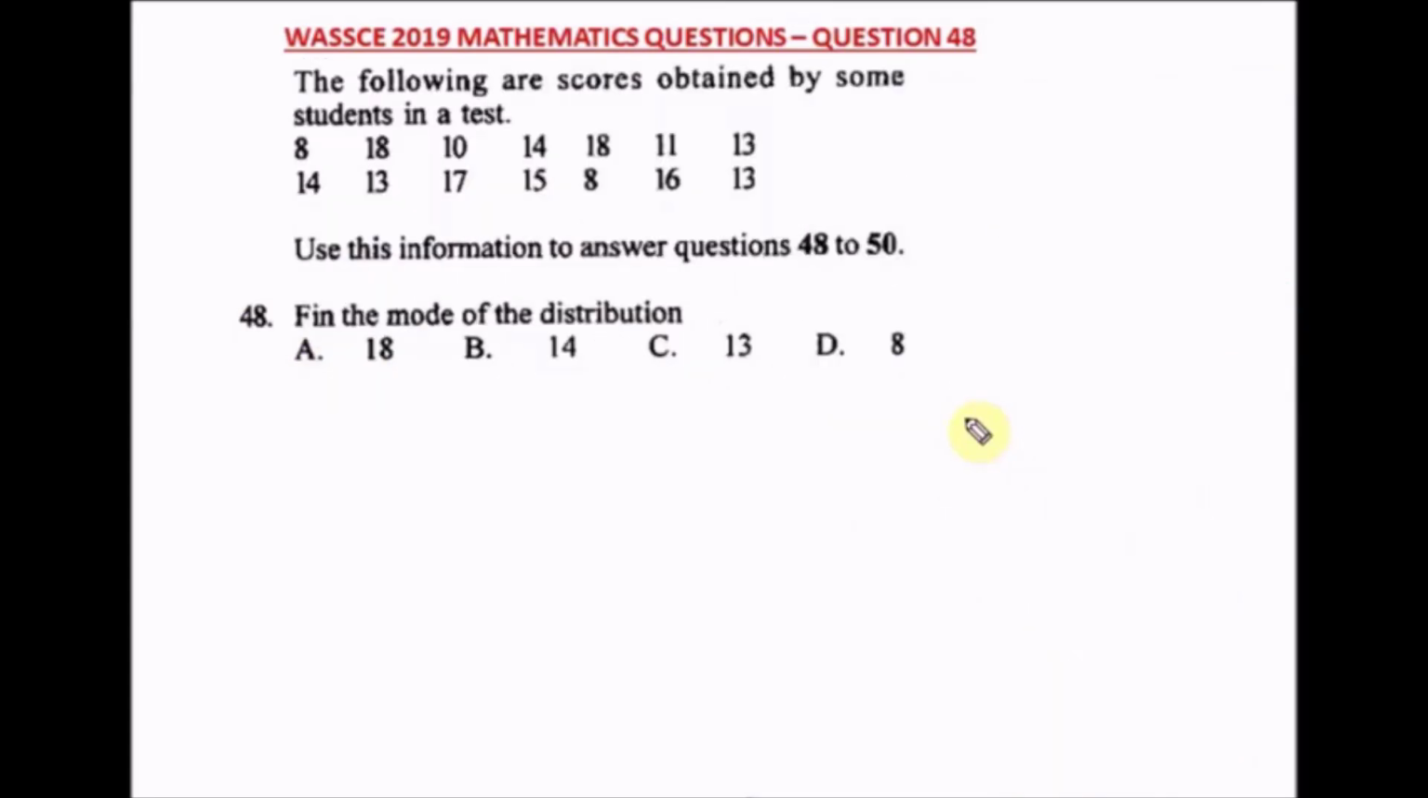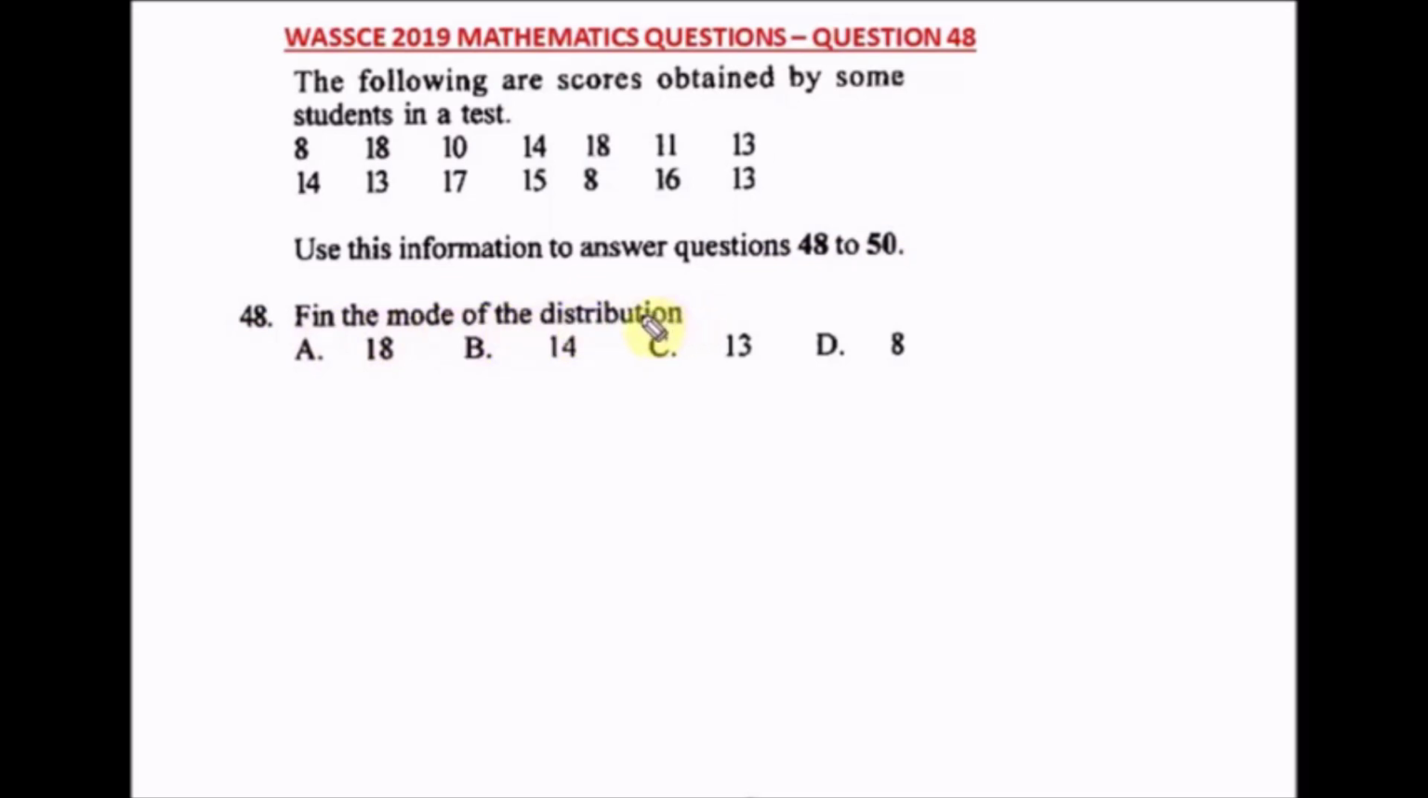Question 48 of the WASSCE 2019 Mathematics Past Question. That's the WAEC 2019 Past Question. It says, following are scores obtained by some students in a test. Okay, these are scores obtained by some students in a test. Use this information to answer questions 48 to 50. Okay, 48 says find the mode of the distribution.